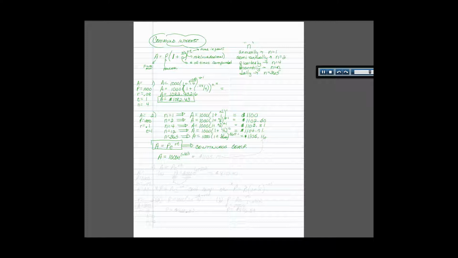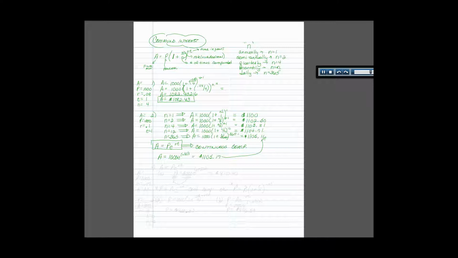So if you enter that into your calculator, you're going to get $1,105.17. We'll compare that to what we had with 365 days a year. It's only a penny more. But remember, that was only $1,000. If it was a mortgage payment and your loan was $300,000, that's going to make quite a bit of difference.